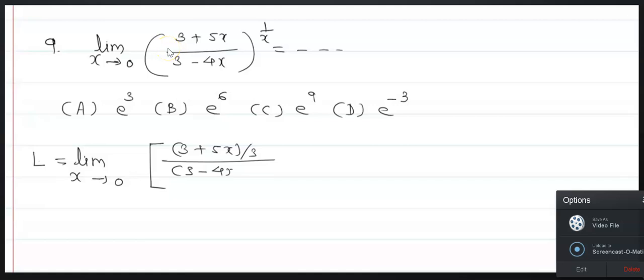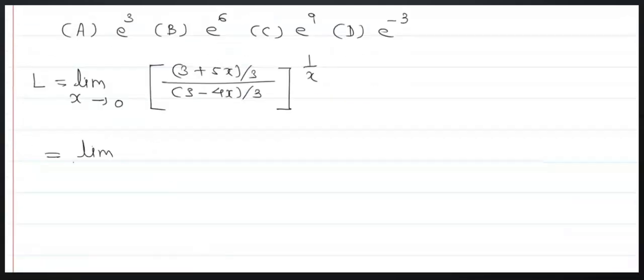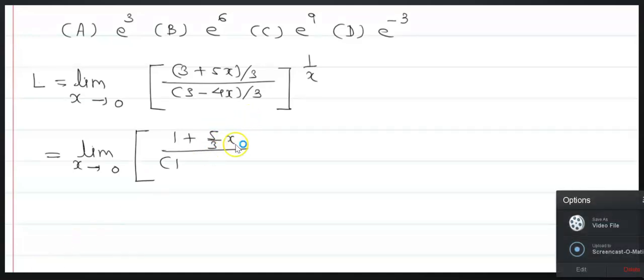Because we will require the form 1 plus x bracket raised to 1 upon x. Therefore here we will divide numerator and denominator by 3. 3 plus 5x upon 3, 3 minus 4x upon 3. Therefore as limit x tends to 0, 1 plus 5 upon 3 into x and 1 minus 4 upon 3 into x.